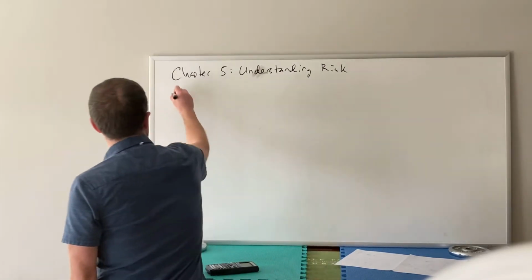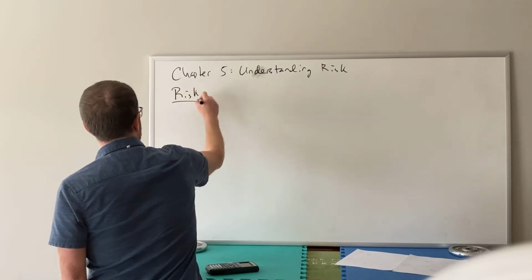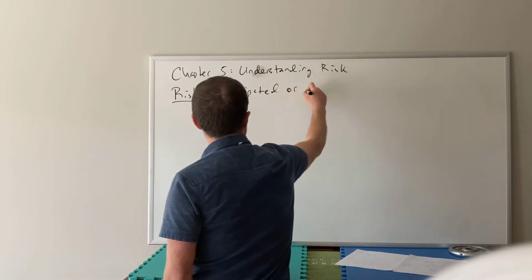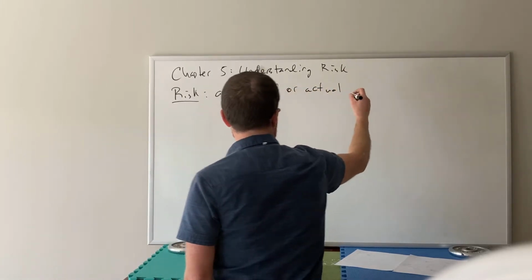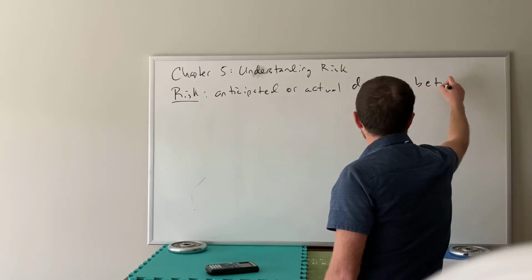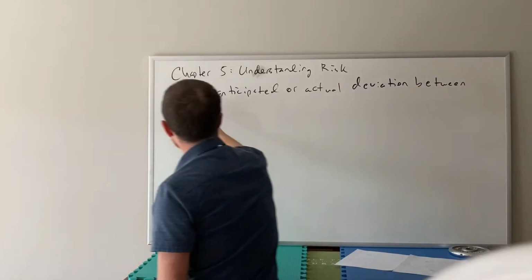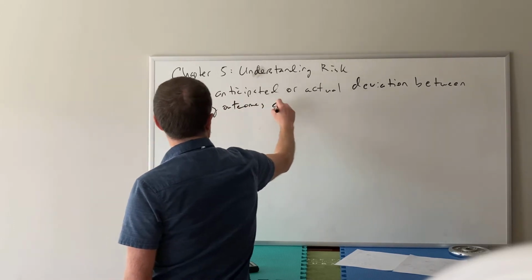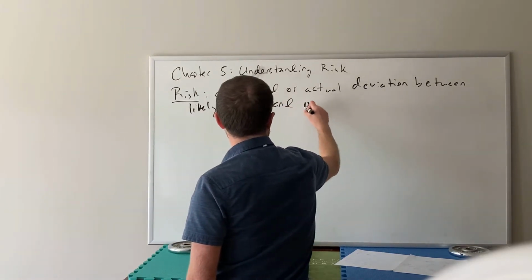So basically, risk is the anticipated or actual deviation between likely outcomes and potential outcomes.